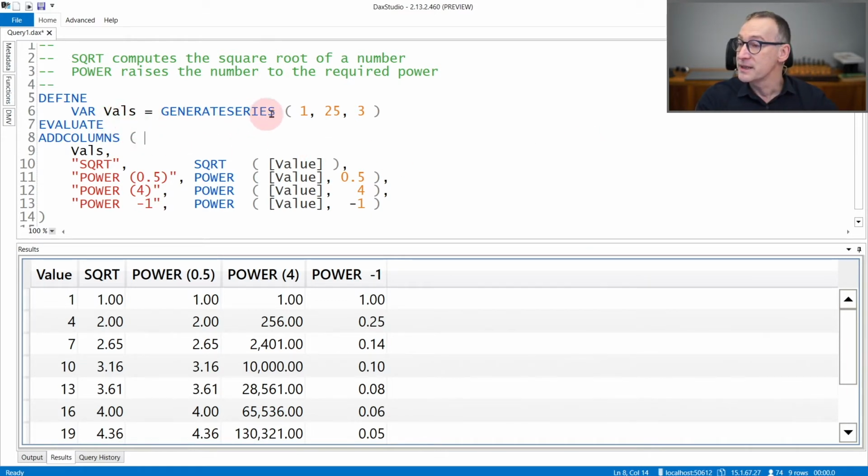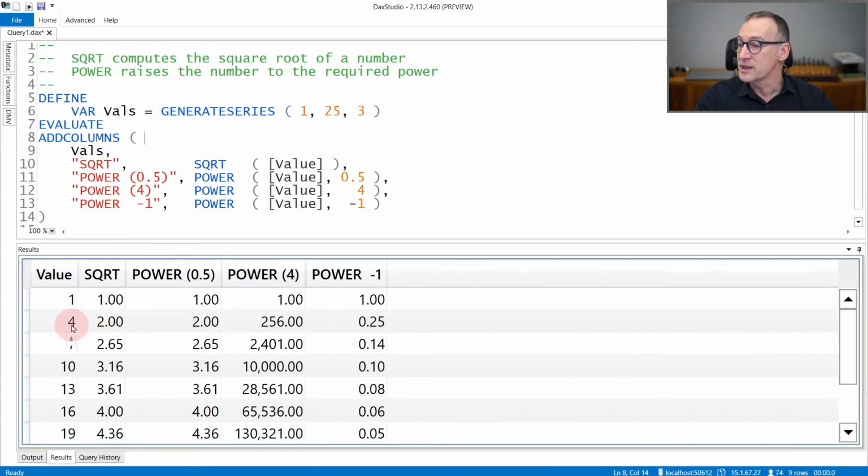Here I'm generating a series of numbers from 1 to 25 with a step of 3, and I'm extracting the square root, the power at 0.5, which again is the square root, the power at 4, so the fourth power of the number, and the power with -1. You can also pass negative numbers to power.